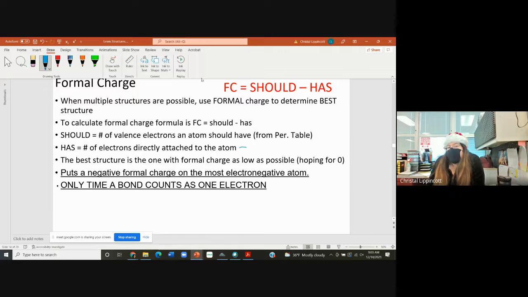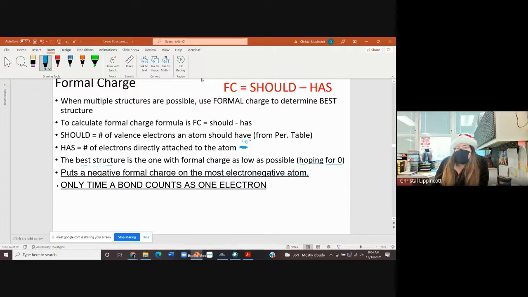Here, instead of a line between atoms counting as 2 electrons, and this is the only time you do this, when you're doing formal charge, only time, that line is going to be 1 electron. All right. So let's do some practice here with these. Keep in mind that the best structure is the one where you have 0 formal charge on everything. If you have to put a formal charge on something, it has to go on the most electronegative element.